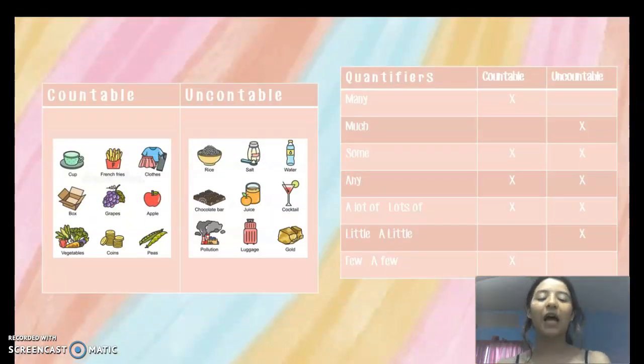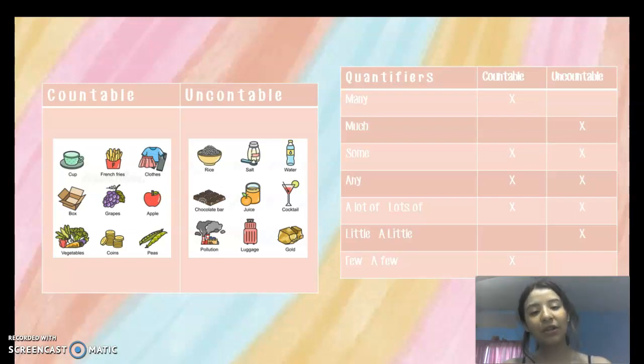Well, first, quantifiers are the words that we use to give information about the number of something. We can use the quantifiers with countable or uncountable nouns. But what is a countable or an uncountable noun?